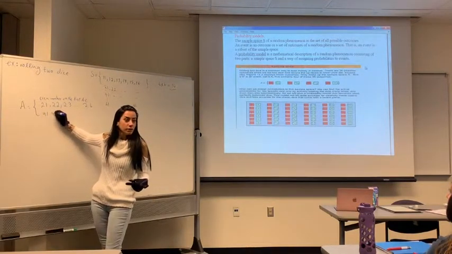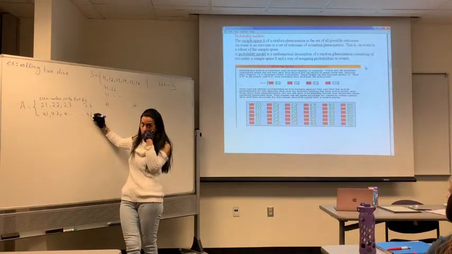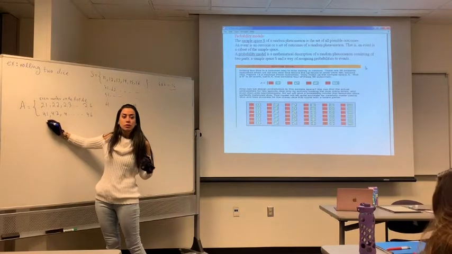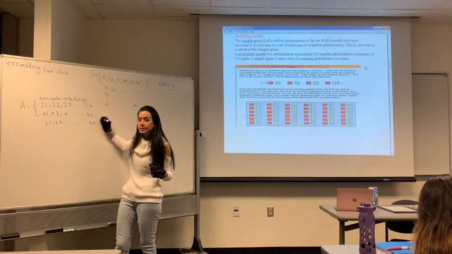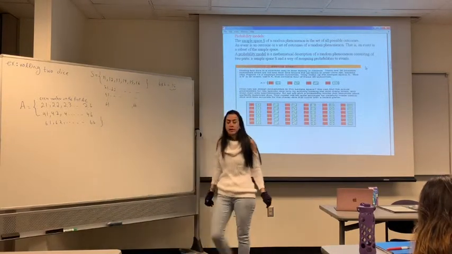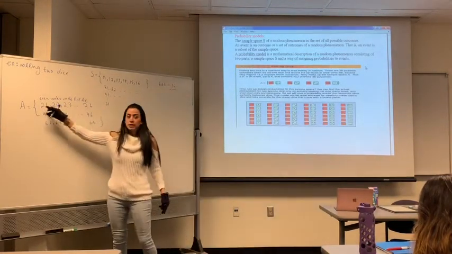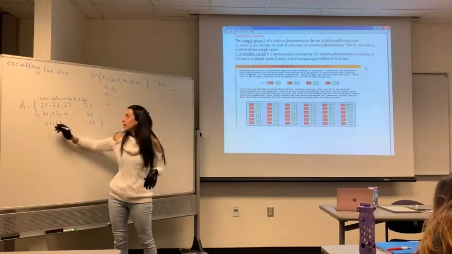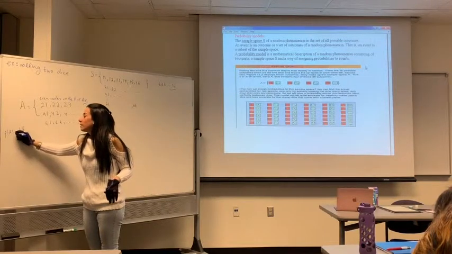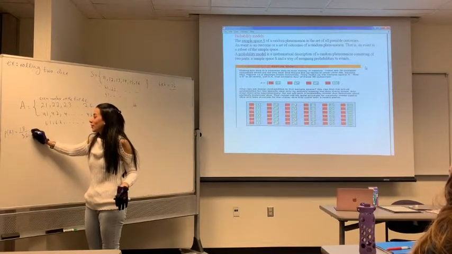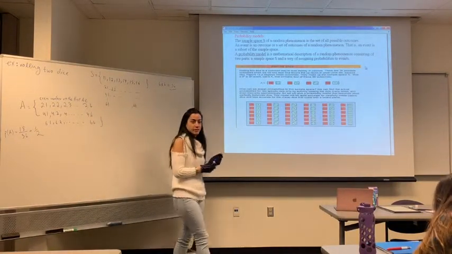Then 4,1, 4,2, up to 4,6, right? And then 6,1, 6,2, up to 6,6. How many outcomes do we have in this? 18. Exactly. Because each of these rows shows us 6 of them, right? 6 multiplied by 3 is 18 of them. So what is the probability of observing A? 18 over 36, which is, right? Okay?